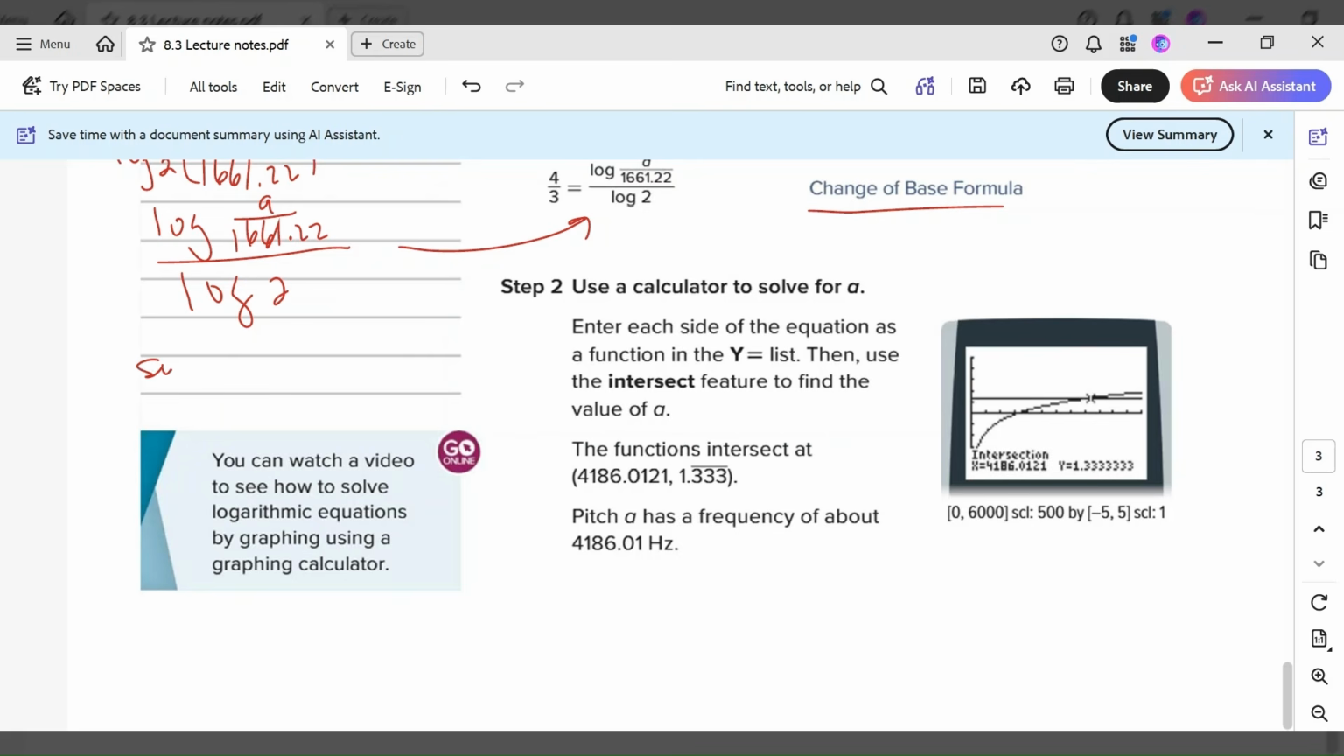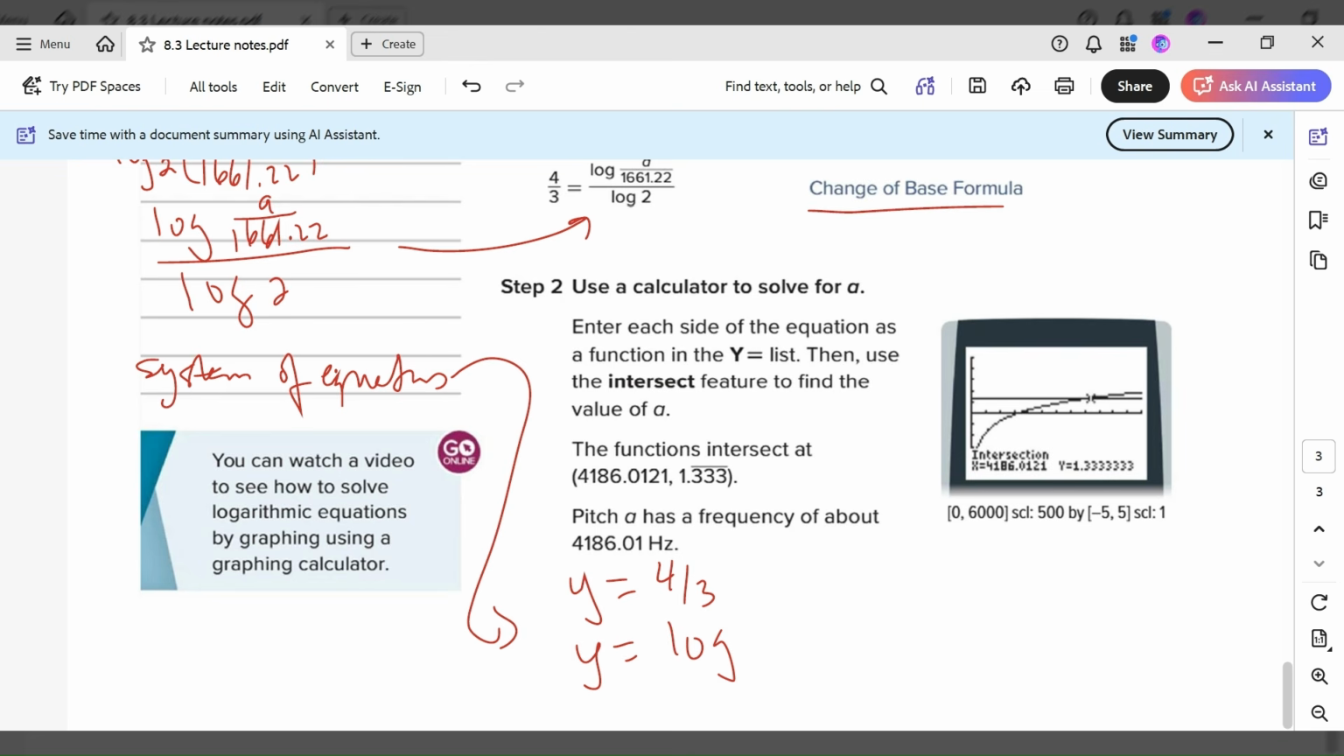So we're taking our setup that we just did, and using Desmos, we're going to do y equals 4/3, which is the left side of our equal sign, and then y equals log of, now instead of an A, we're going to use an x over 1661.22, all divided by log of 2. We're going to plug those in Desmos and then find our point of intersection.